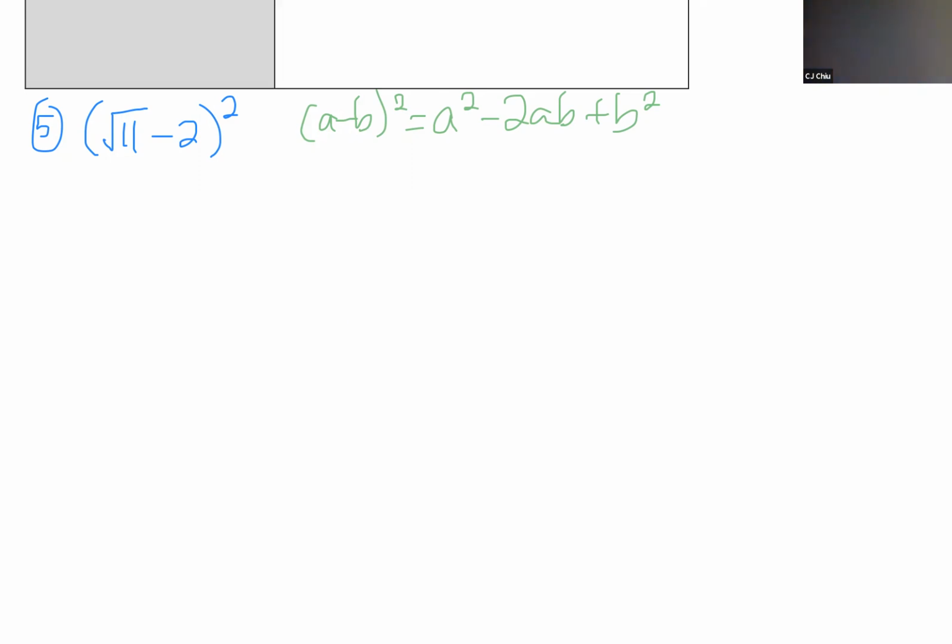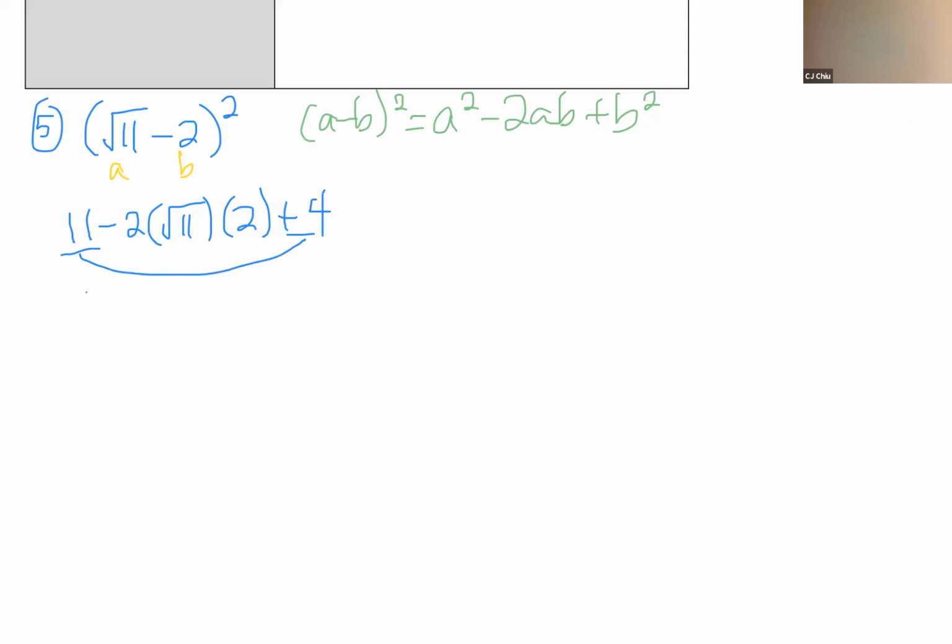So for this example, here's a and here's b, okay? So square root of 11 squared is just 11 minus 2 times square root of 11 times 2 plus 2 squared, which is 4, okay? So then you can do 11 plus 4 gives me 15 minus 2 times 2 gives you 4 square root of 11, okay?